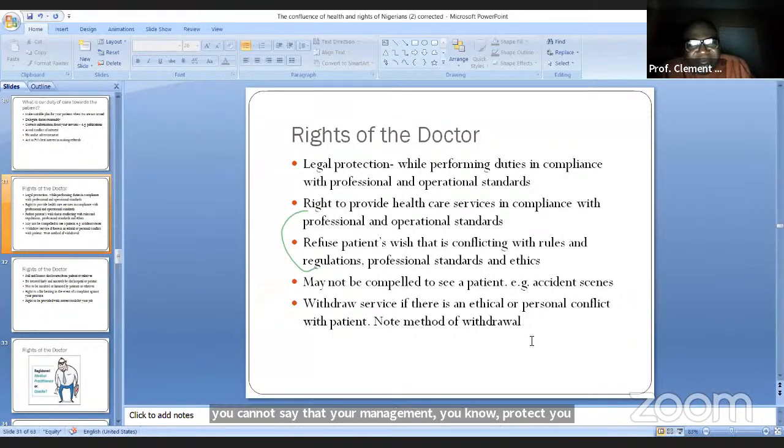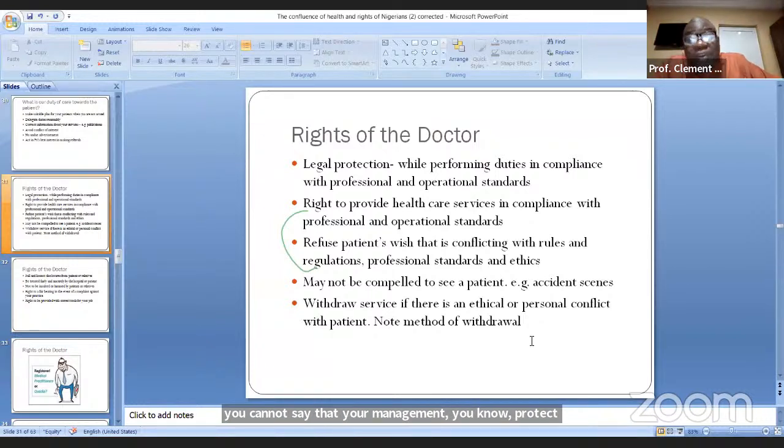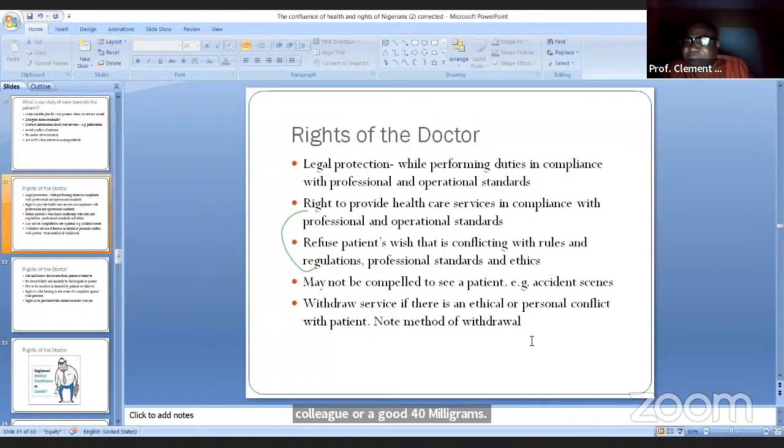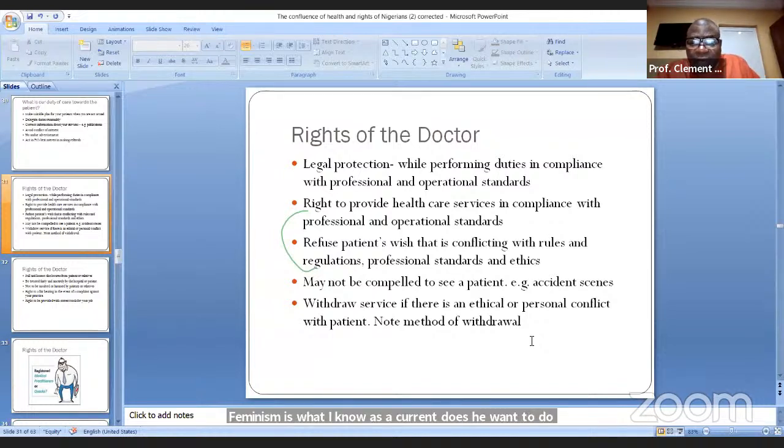You must know that. You have a right to provide health care services in compliance with professional and operational standards. What that means is, if you work for somebody, that person cannot compel you to do the wrong thing. You are well trained as a doctor, you know the dose of a drug, let's say it's 10 milligrams. Your senior colleague cannot say give 40 milligrams. You say no, 10 milligrams is what I know as the correct dose. If you want to give 40 milligrams, you can give it yourself. So nobody can force you.